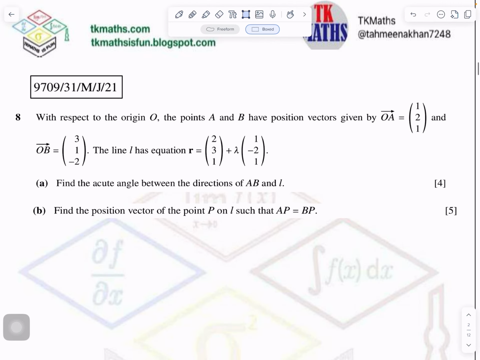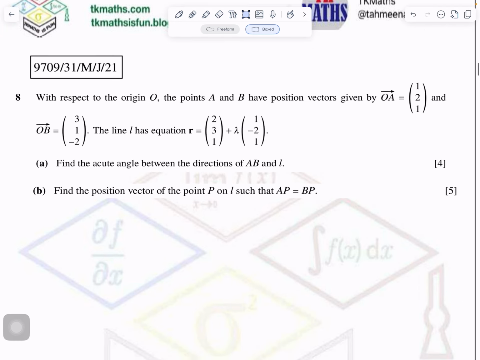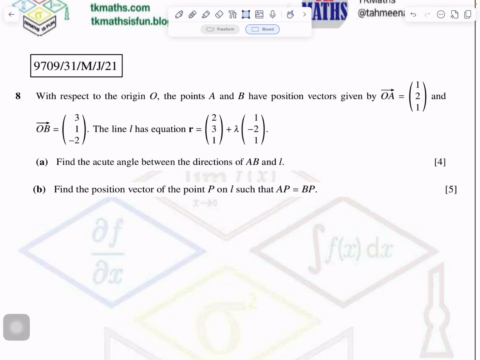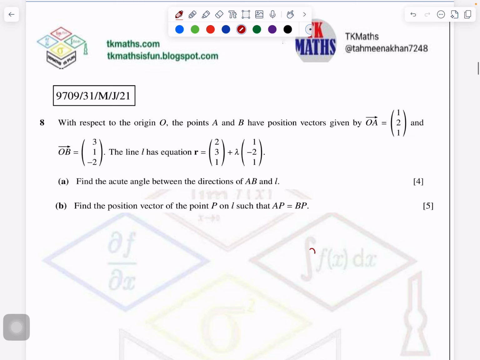So let's come to the question. Before I start this question, the concept which we need to understand, so let's focus on it very quickly. Number one, the question is talking about the acute angle between the directions of AB. So it means we are talking about the dot product or scalar product. The formula is A dot B is equal to modulus of A, modulus of B and cos theta.